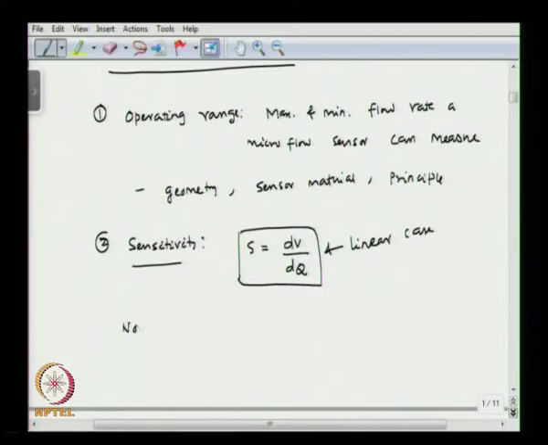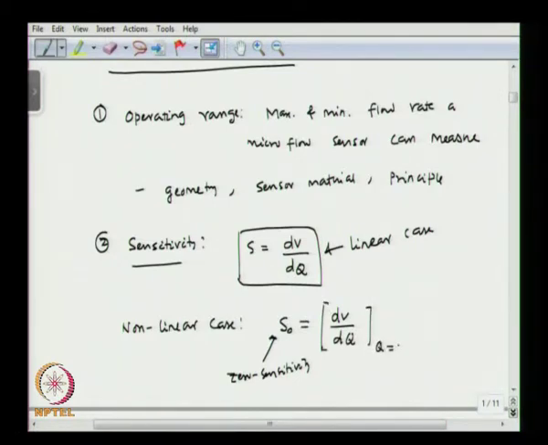For a non-linear case, we can define sensitivity at 0 flow rate, and this is called 0 sensitivity. S0 is defined as dV over dq, and that is at q equal to 0.